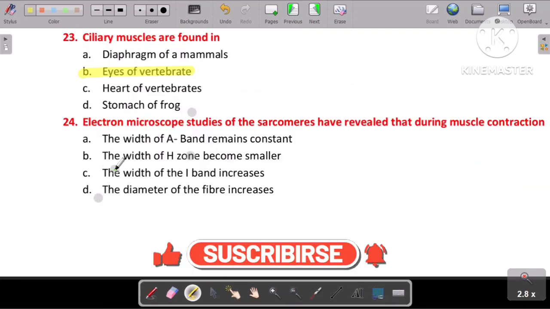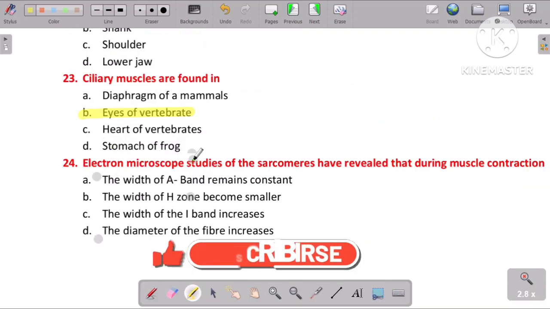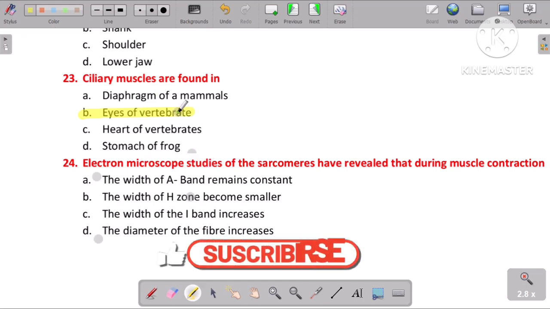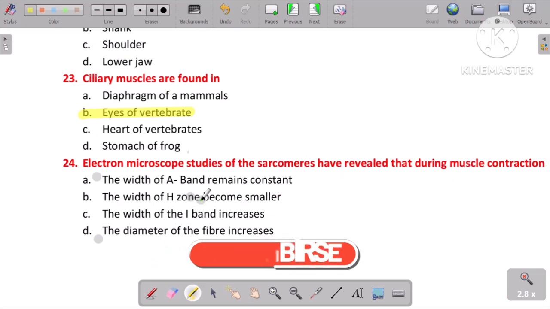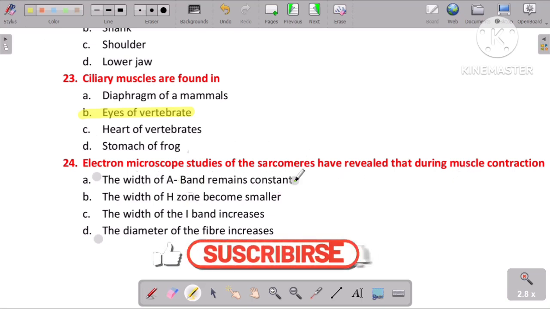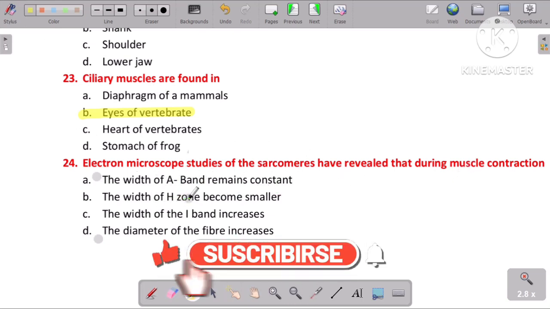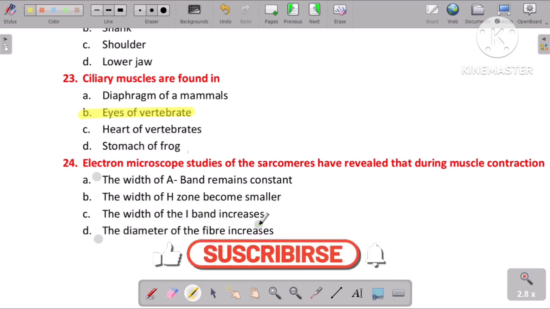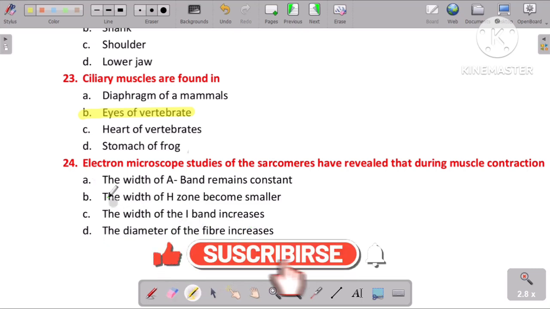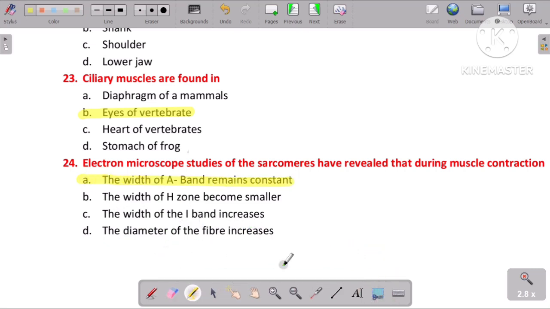So the next question is: electron microscope studies of the sarcomere have revealed that during muscle contraction, option A the width of the A band remains constant, option B the width of the H zone becomes smaller, option C the width of the I band increases, or option D the diameter of fiber increases. So the right option is option A, the width of the A band remains constant.